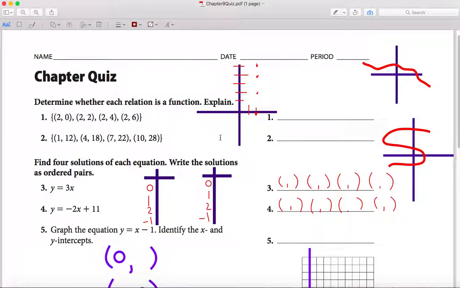This is a review for your Chapter 9 quiz over the first few lessons in the book. This will be the exact same types of questions on your quiz, so if you pay attention, you should do really well on the actual quiz.